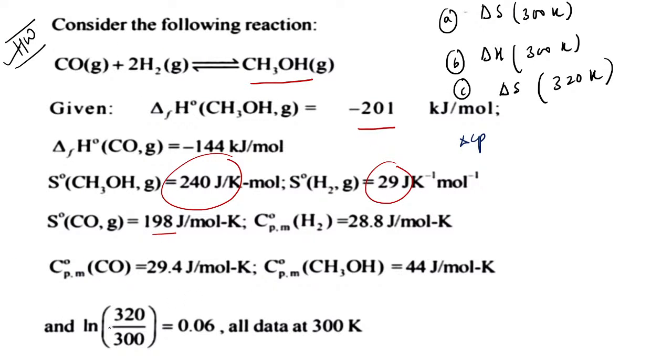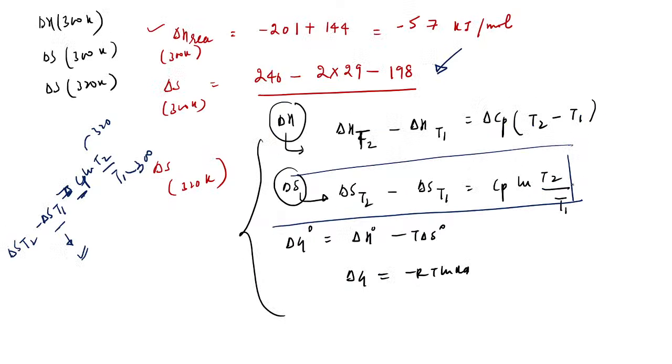So what is delta Cp? You can see this is 44, and for hydrogen it's 28.8, so minus 2 into 28.8, and for CO it's 29.4. This way you can calculate delta Cp. You can substitute T2, T1, and delta S at T1, which we just calculated at 300 kelvins, and find delta S at T2. Is it clear to all of you? Any doubts? You can definitely solve this question and tell me what value you're getting for delta S at 320 kelvins.